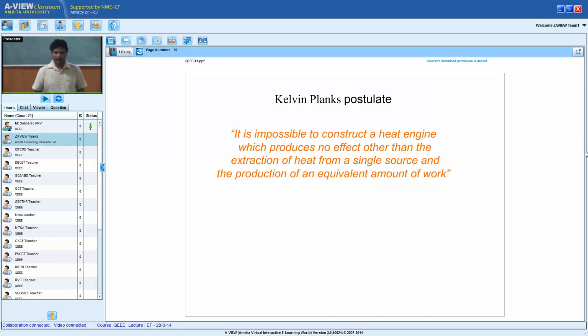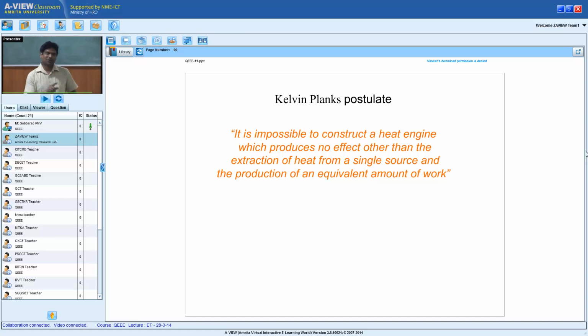Let me read. It is impossible to construct a heat engine which produces no effect other than the extraction of heat from a single reservoir. It may depend upon a coal mine, solar energy, or geothermal, but it will not spoil anything else. No other thing is required. That is impossible.